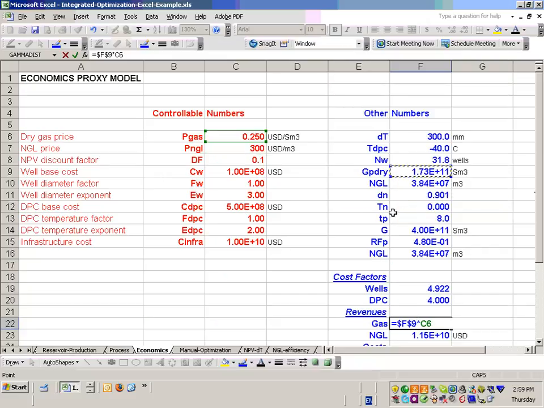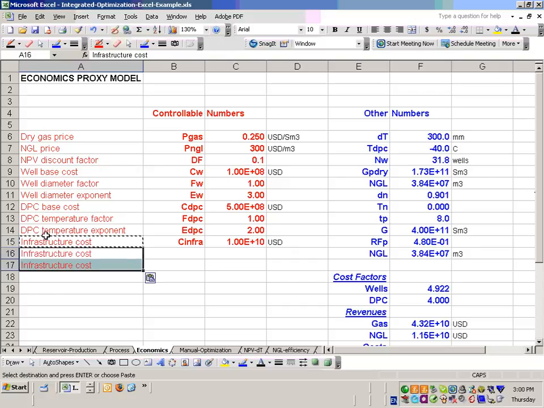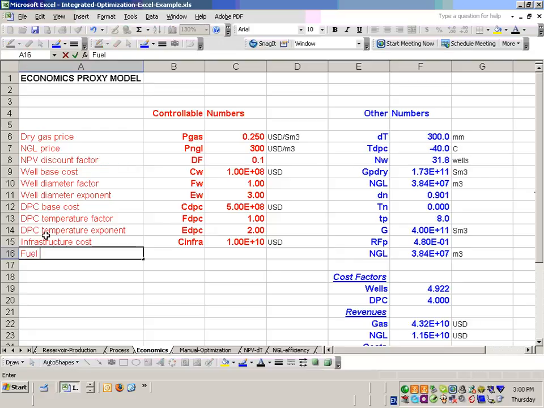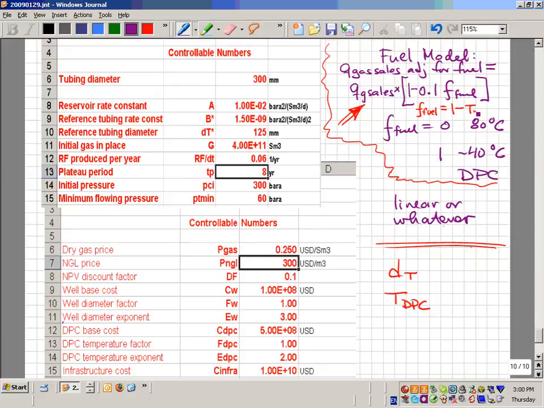Okay, so we're going to fix the revenues of gas to use the dry gas instead of what it used to be. And then I'm going to add this, this is going to be the, that's not here, maybe a fuel gas exponent in, see what we got, 1. And then from the formula here, it should be 1 minus Tn times 0.1.